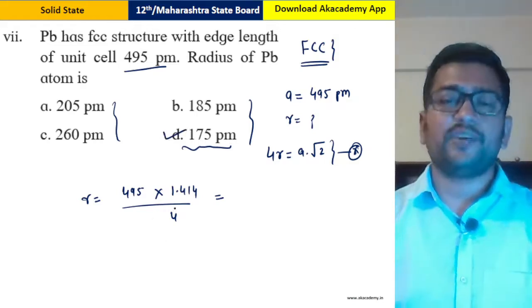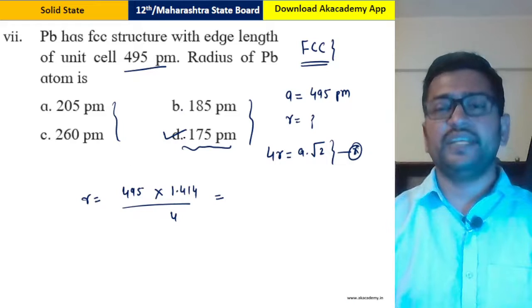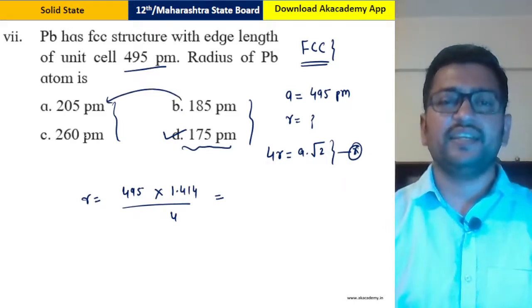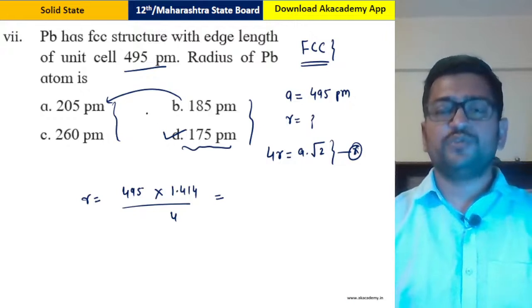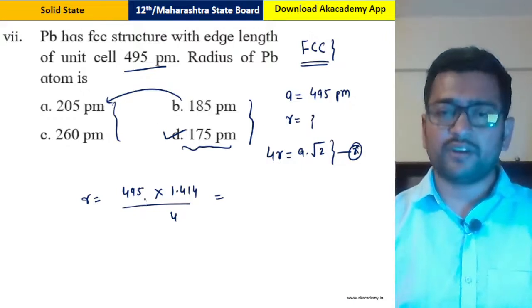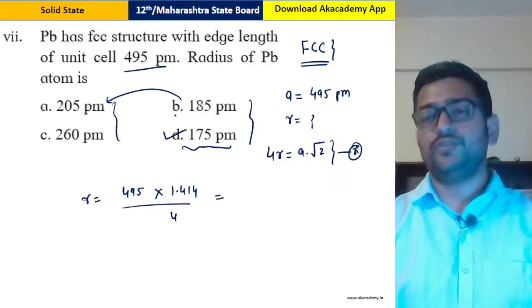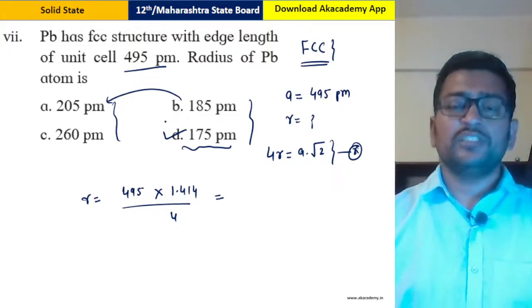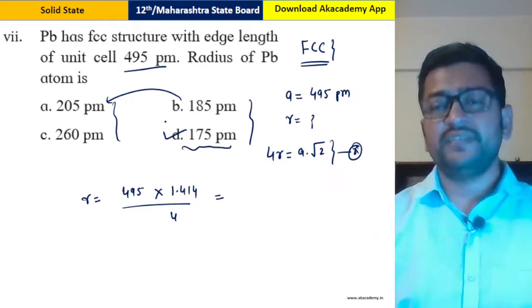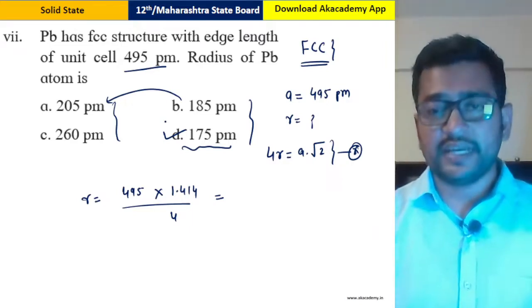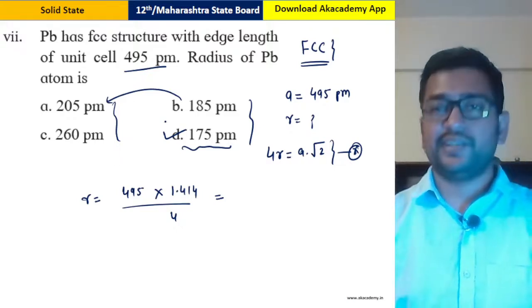Don't try to do approximation over here, because the values are very close to each other, like 175, 185 and 205. These three values are close to each other. If you do approximation, you might get 185, and that will lead to an incorrect answer. So when the values in the options are approximately close to each other, you should try exact calculation, and not ignore it.